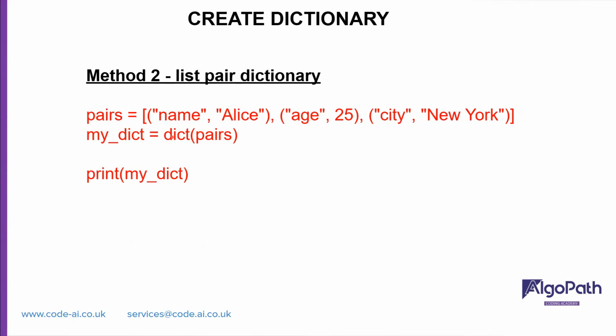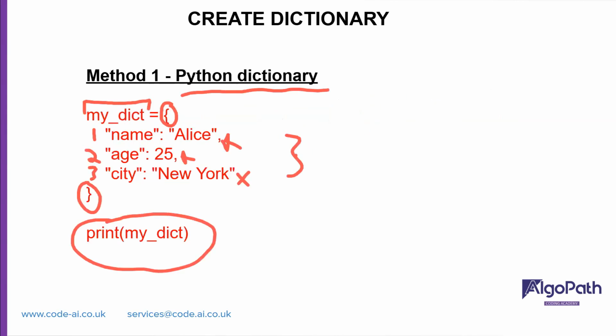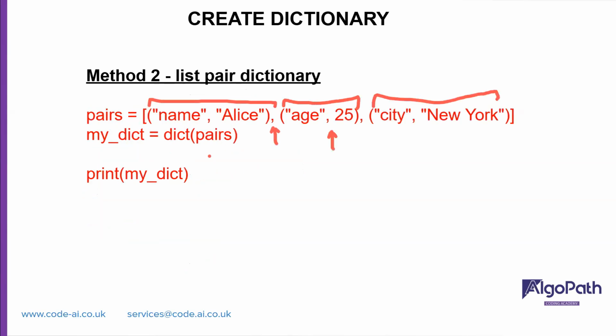Method two. Method two is where we use a list pair. So here I'm making a list, and you can see that I'm giving pairs inside, separated with a comma, inside the list. And there's my third one. So this is essentially exactly the same as this, but using list. And you can print them out as well in the same way. We use the function dict, which is short for dictionary, to make the pairs, to combine these together as a key value pair.